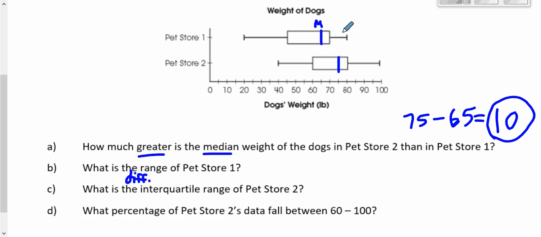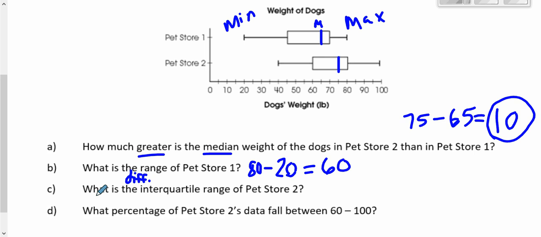We know that these little points on the outside are our max and our min. Okay, so our minimum value and our maximum value. So we take our biggest, which is right at 80, minus our minimum, which is at 20. So we have 80 minus 20 is equal to 60. So our range of pet store 1 is 60.